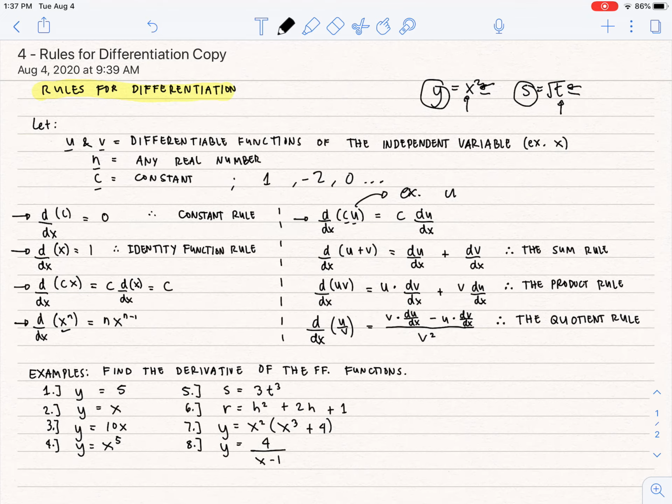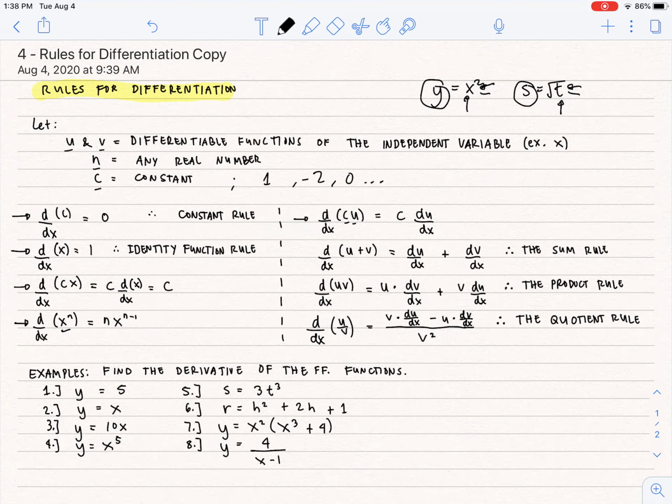So that is what it means. The meaning of this formula is that we derive u with respect to x. We can derive u with respect to x because, once again, u contains the variable x.